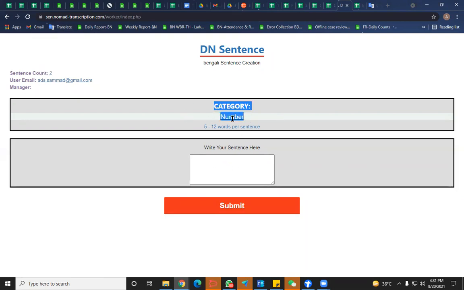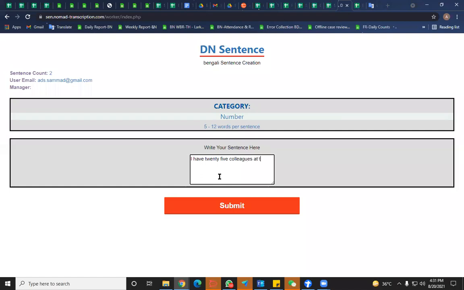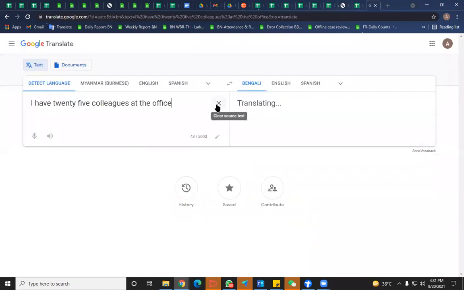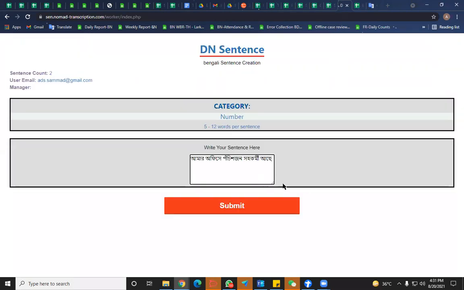Once you submit, see this, the count will increase. Now the category has changed. Now you have to make a specific number sentence. So how to make this? Let's suppose I have 25. Now I have mentioned a specific number, 25. 25 is a specific number and I did not use numerals. I used alphabets, and then I will click on submit.